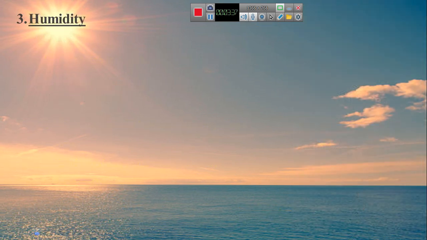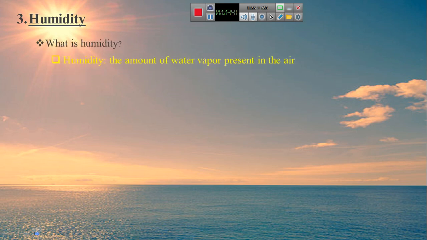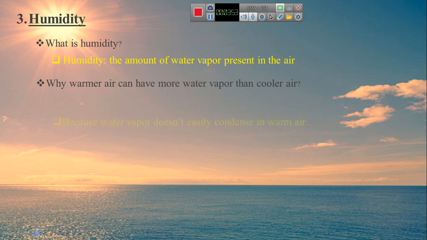Point 3, humidity. What is humidity? Humidity is the amount of water vapor that is present in the air. Why can warmer air have more water vapor than cooler air? Because water vapor does not easily condense in warm air.